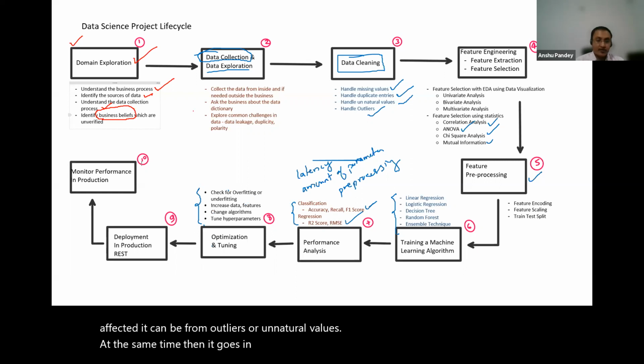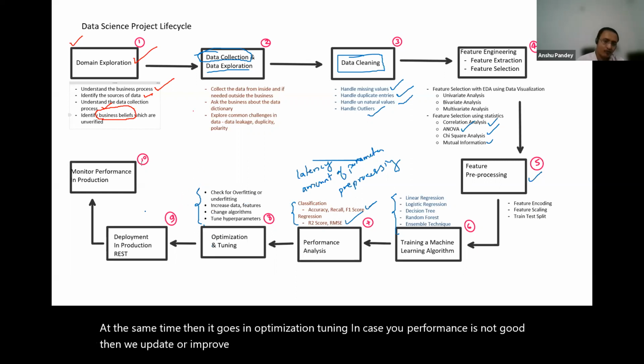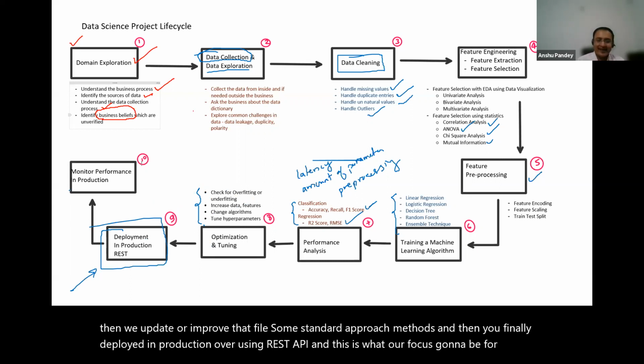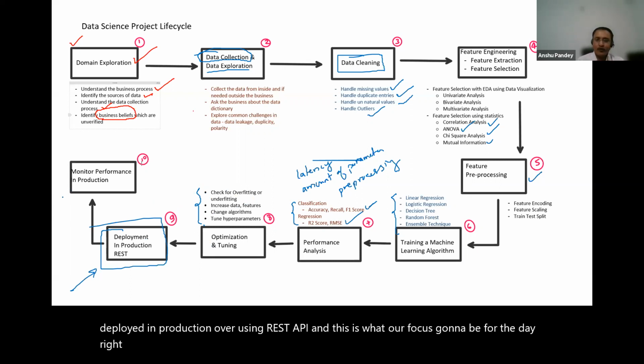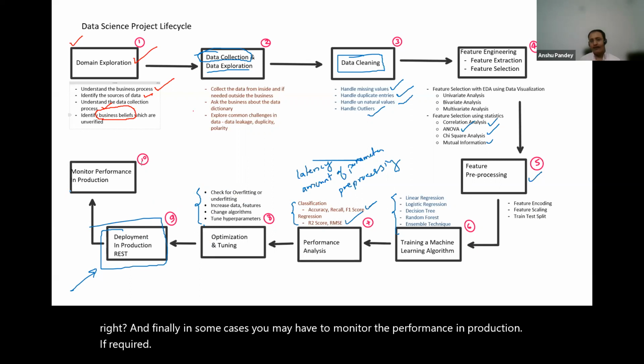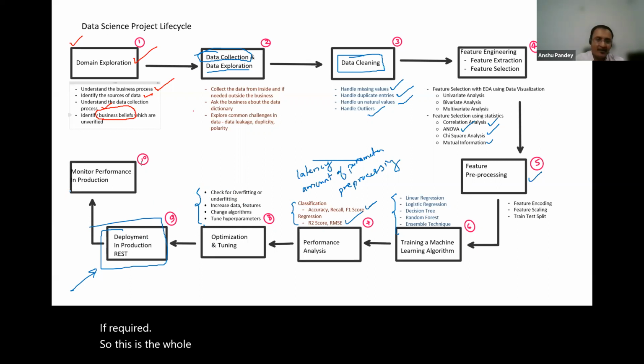In case your performance is not good, then we update or improve that by some standard approaches or methods. And then we finally deploy it in production using REST API. And this is what our focus is going to be for the day, right? And finally, in some cases, you may have to monitor the performance in production if required. So this is the whole 10-step framework, I would say, which goes in for any standard data science project. I hope this makes sense.